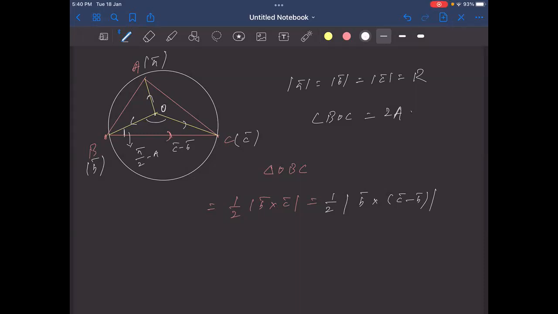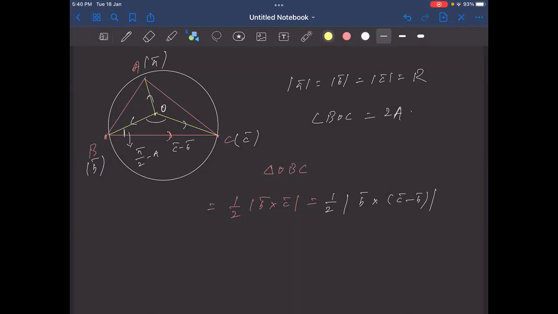Correct है ये? बोलो expression सही है? Area of triangle OBC को दो तरीके से लिखा है. सही है ये? बोलो. Is it understood? The area of triangle OBC, is it correct by writing down in both the ways? Yes, sir.